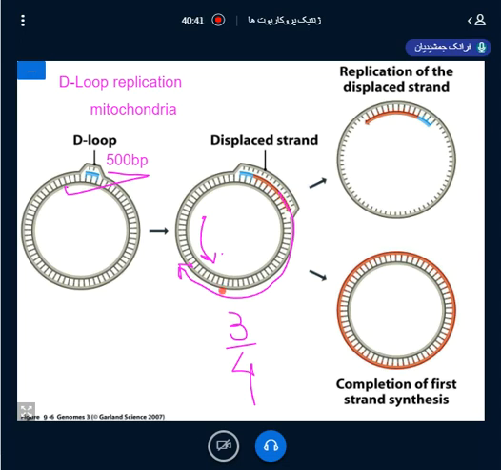So tell me please, after one strand finishes the replication, what part of the second strand replicates? After one strand finishes, what part of the second strand replicates? 1/4.